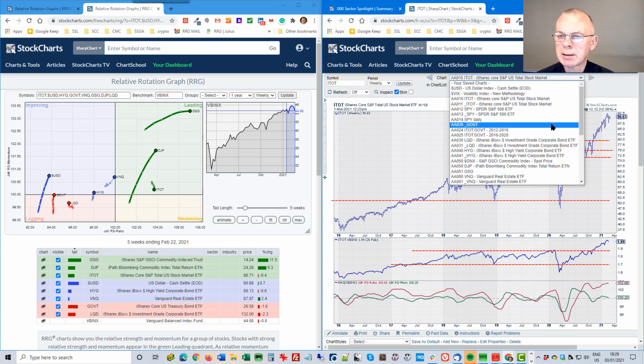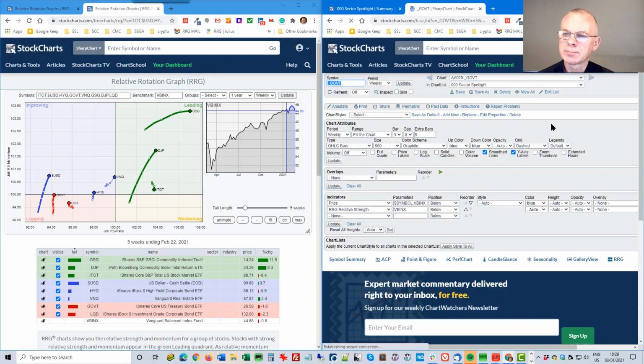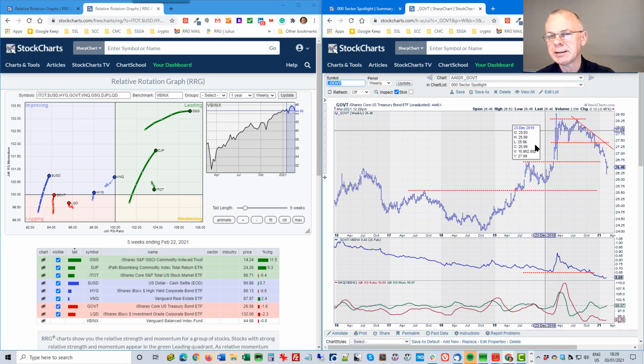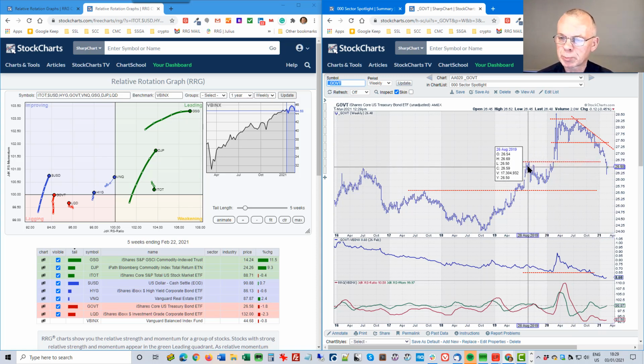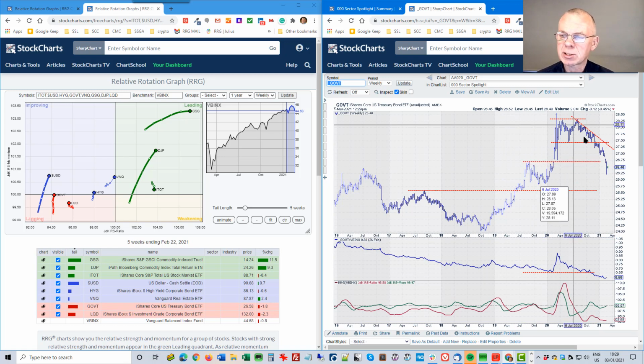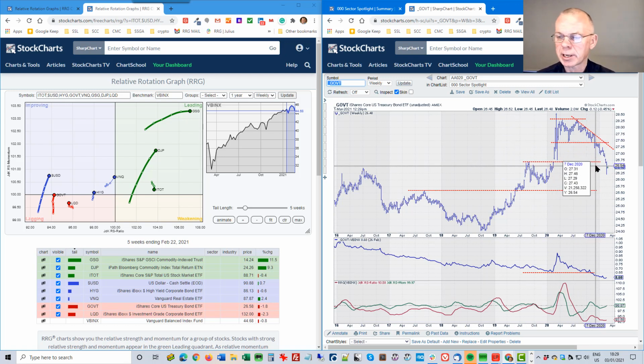Especially when you look at GOVT, you see that it is rapidly decelerating. It actually dropped below its previous high. It got this nice double top that executed and is working its way lower.